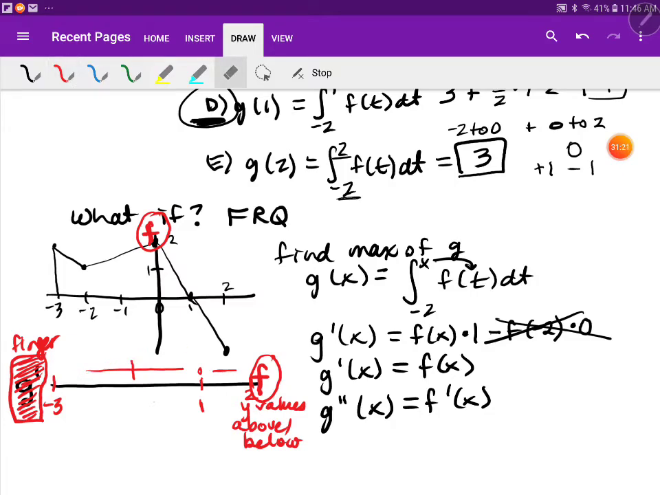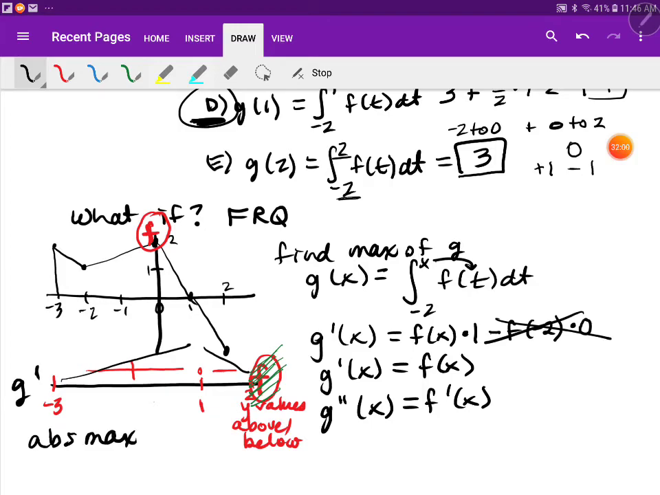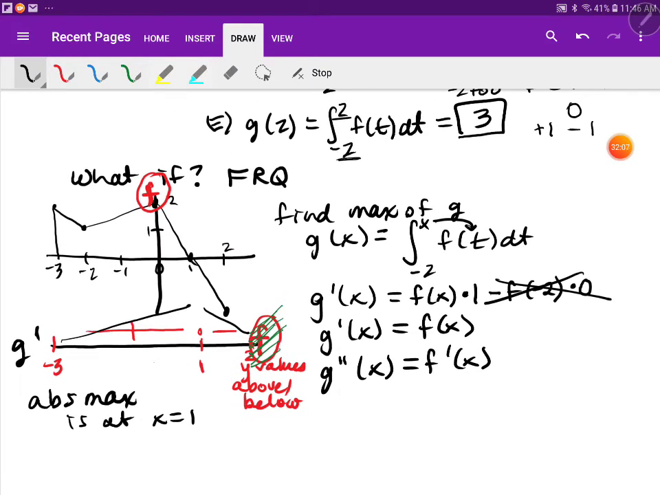Okay, now let me change colors. So this was the F color. Now I'm going to do the other thing. I'm going to cover up the F and uncover the G. Let me just uncover this whole thing. Call it G prime again. Now for G prime, positive means increasing. That means the G graph, not shown, is increasing from -3 to 1. And then from 1 to 2, it's decreasing. So the absolute maximum and relative maximum is at x equals 1. And if they wanted to know what the maximum was, I would want G of 1.